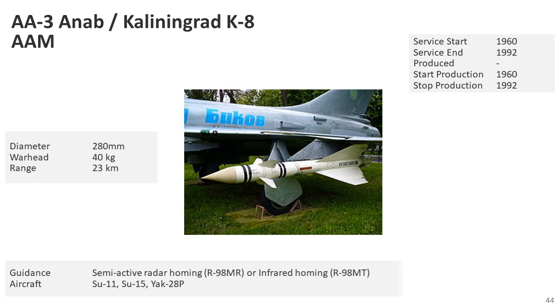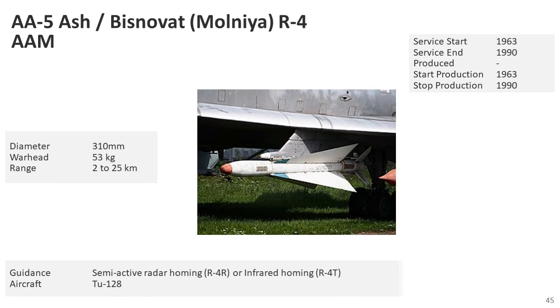The Kaliningrad K-8, or NATO reporting name AA-3 ANAB, was a medium-range air-to-air missile developed for interceptor aircraft use. The R4, or NATO reporting name AA-5 ASH, was an early long-range air-to-air missile. It was used primarily as the sole weapon of the Tupolev Tu-128 interceptor.